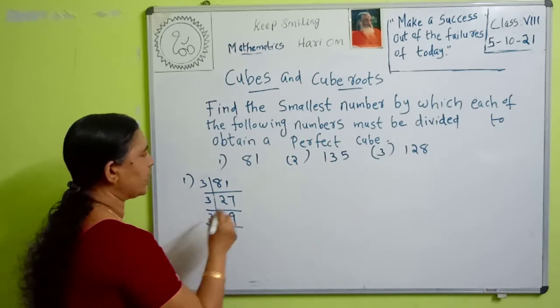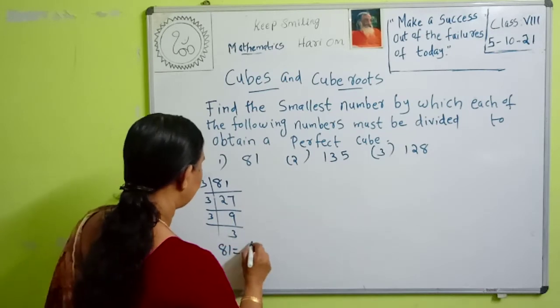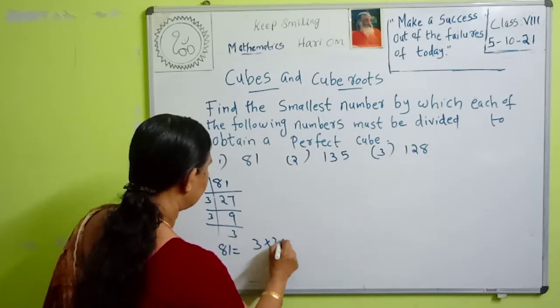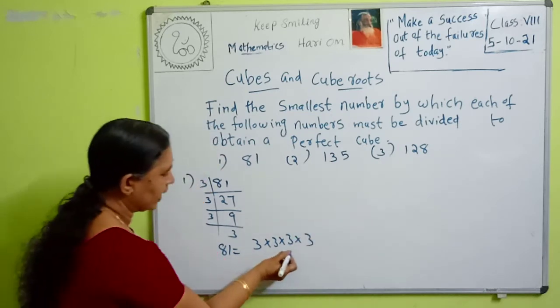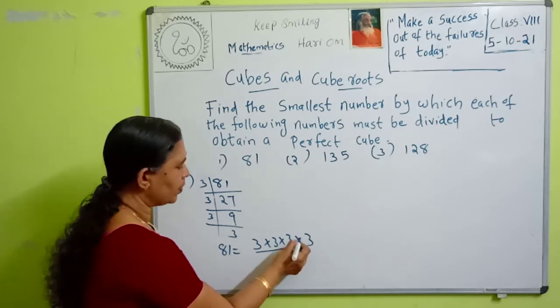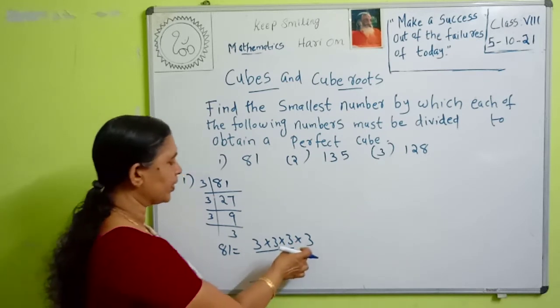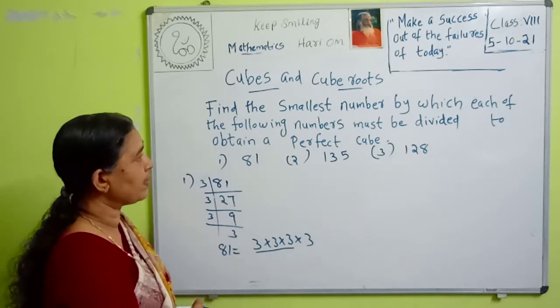3 3s are 9. So 81 we can write as 81 is equal to 3 into 3 into 3 into 3. Then here we can group this into triplets. To group this 3 into a triplet we need 2 more 3s. Then what is our question? By which each of the following numbers must be divided.